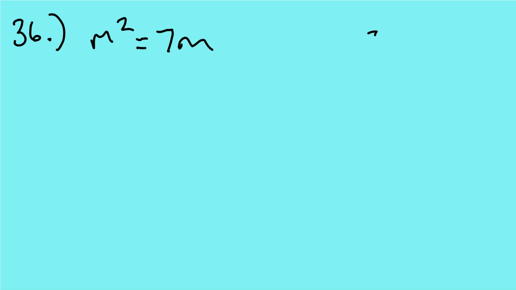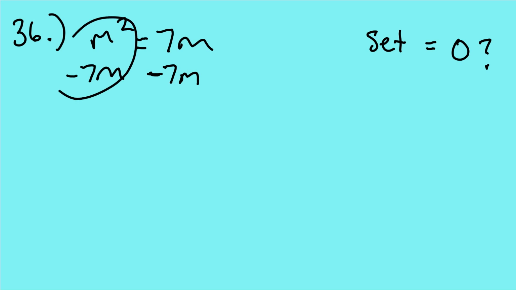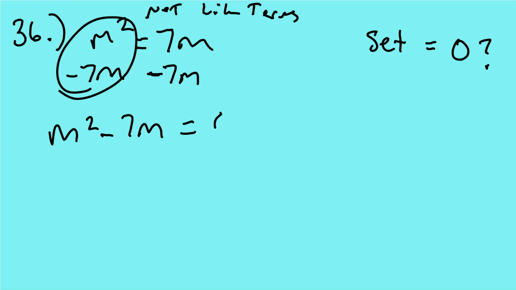All right, so 36. Ask myself at first, is it set equal to 0? It's not. It's equal to 7m. So I have to get the 7m away. Now remember, somebody's going to mess up here. These are not like terms. So when I write this next line, it's just m squared minus 7m equals 0, because those cancel each other out. Now it kind of looks like 30, where they both have an m in common.